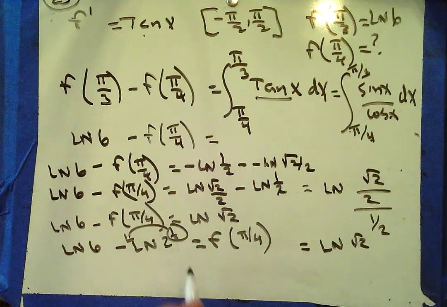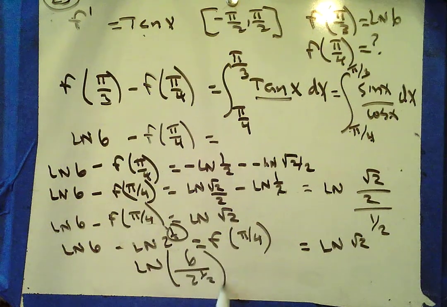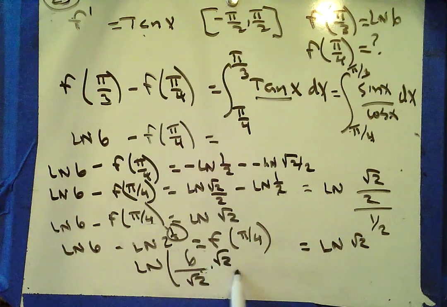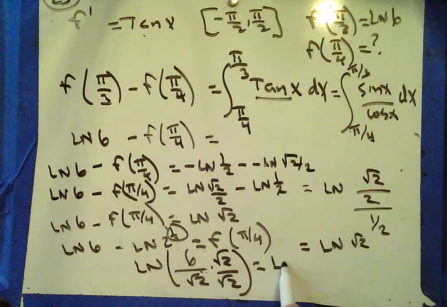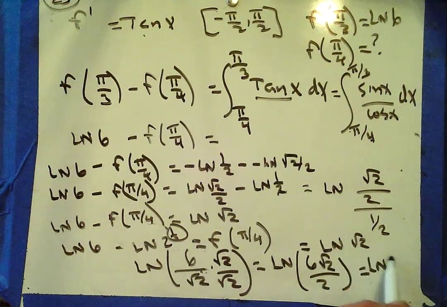In fact, I'm not going to pull that. I'm going to just combine these into one log. Ln of 6 over 2 to the 1 half, or square root of 2. And then I'm going to rationalize. Lots of algebra in this one. Ln of 6 root 2 over 2, which is ln of 3 root 2. And ln of 3 root 2 is choice C.